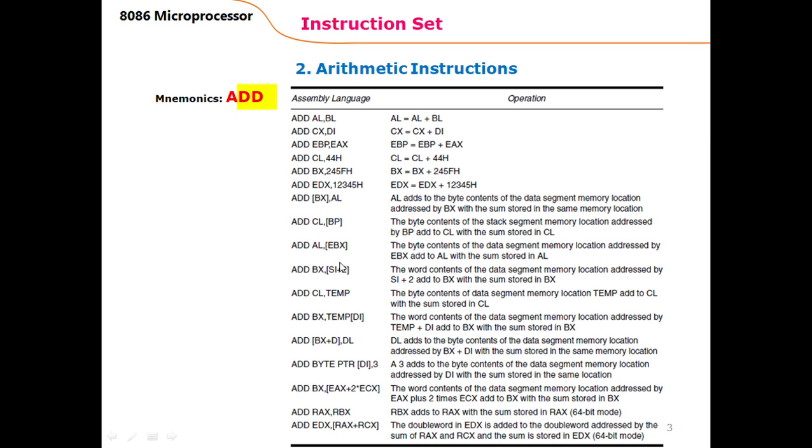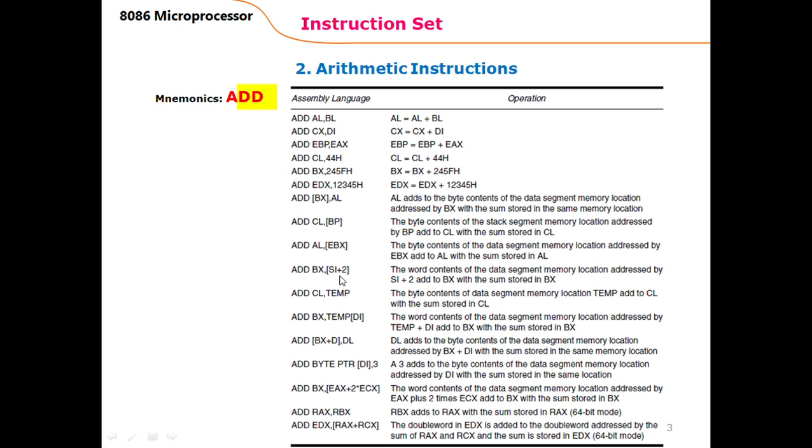And here an 8-bit content from this memory location is added with the 8-bit content in the DL register, and the result is stored back into the DL. And remember that this instruction represents that this is not an 8086 microprocessor, but this instruction can be executed on higher members of the family, for example, 80386 and 80486 or Pentium computers. And here the addressing mode is different.